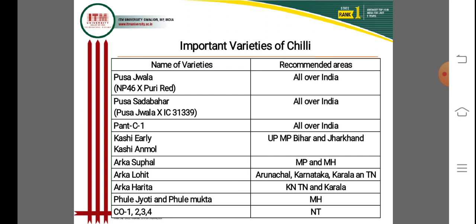Arka Harit varieties from Karnataka, Tamil Nadu and Kerala are suitable. Phule Jyoti and Phule Mukta are the varieties from Phule University of Maharashtra, recommended for Maharashtra. And CO1, CO2, CO3, CO4 are the varieties for Tamil Nadu.